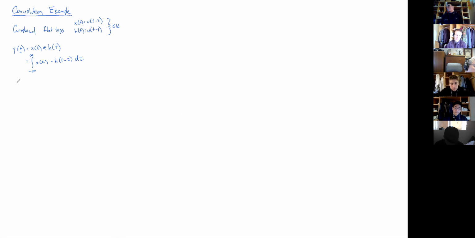So the graphical method just takes this integral and does it by parts. It graphs this part, it graphs this part, it graphs the product of the two parts, and then it finds the area underneath them. Now, your integral depends upon what your t is. So we're going to have to do it for a bunch of different values of t.